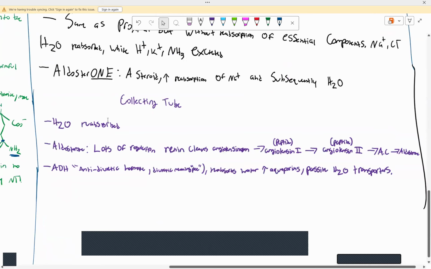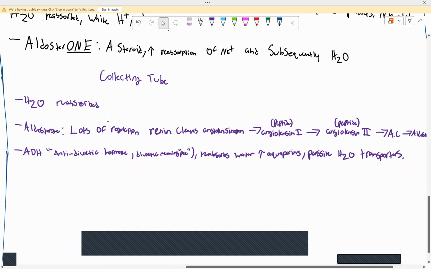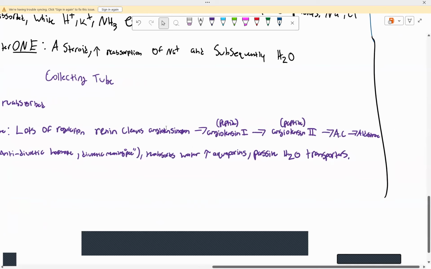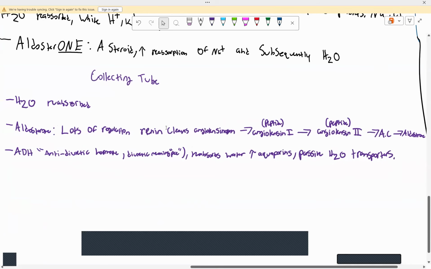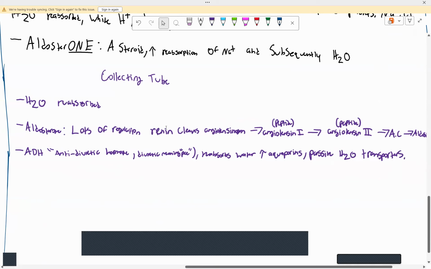And here I have more on the regulation. Remember, steroids are slow because they go inside the cell and act as transcription factors. Because they're slow and long acting, there's lots of regulation that can be in place. For aldosterone, you don't really need to remember the exact steps, but just remember that aldosterone is the steroid, so more steps go into it than ADH, since ADH is a peptide hormone.